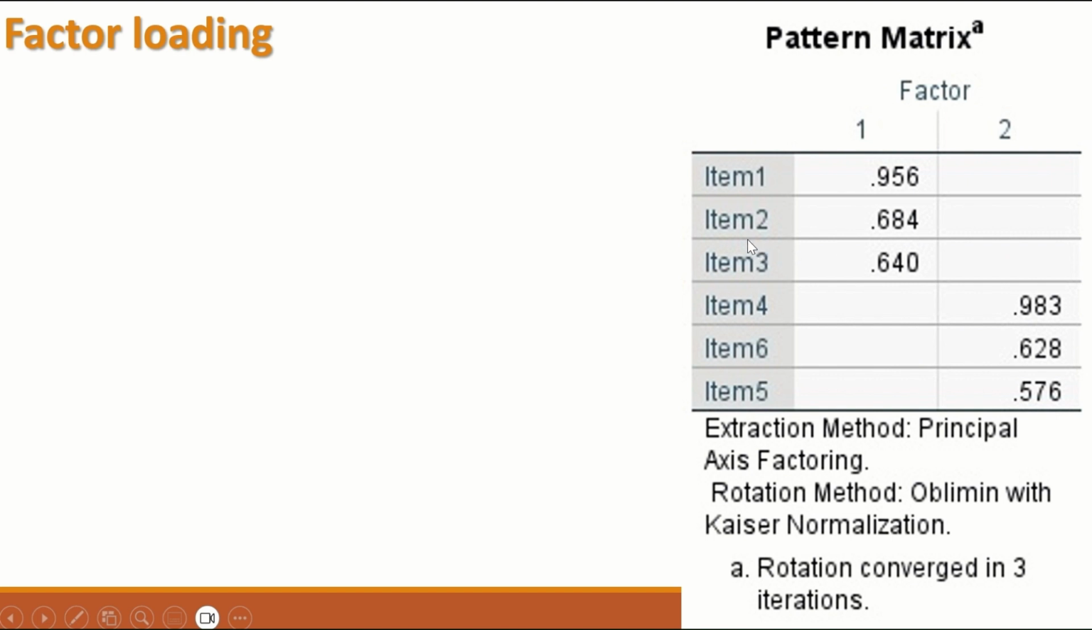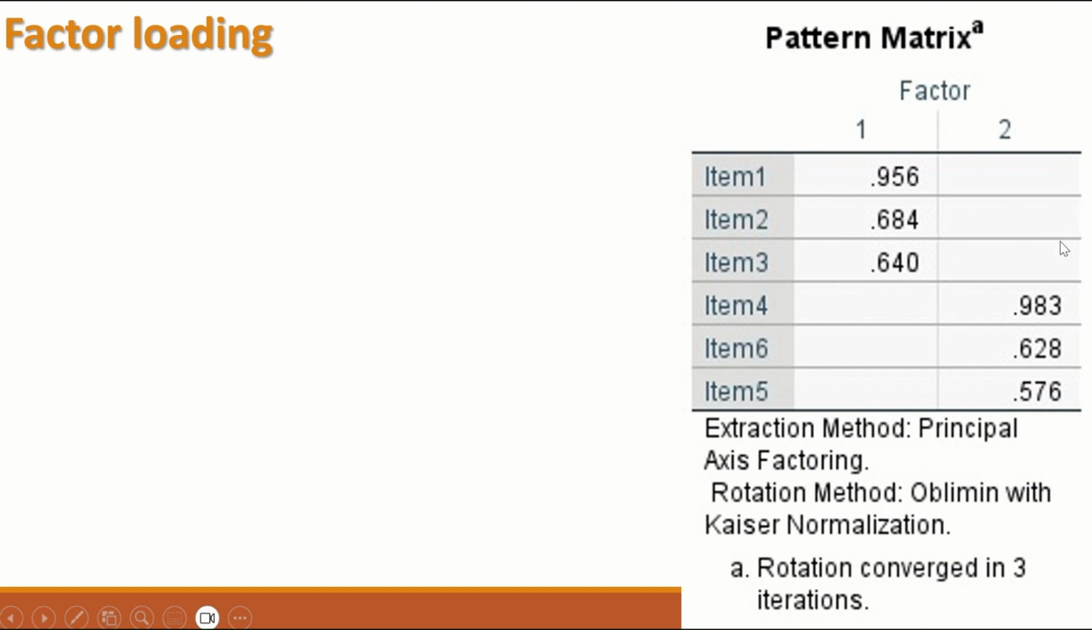For factor 1, there are 3 items that load into that factor, 3 items that measure that factor, item 1, item 2, and item 3. The factor loading value is 0.95 for the first one, 0.68 for the second, and 0.64 for the third item. So all these 3 items have a high score for factor loading, and they all 3 load together into that factor 1.